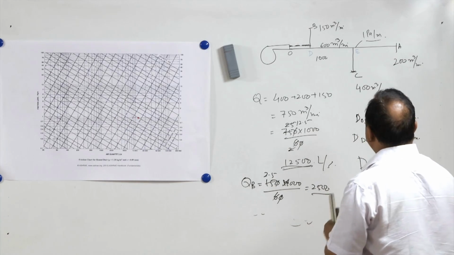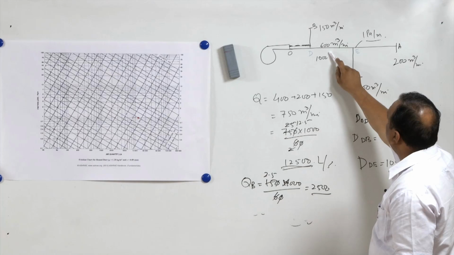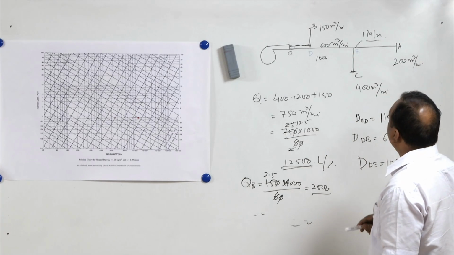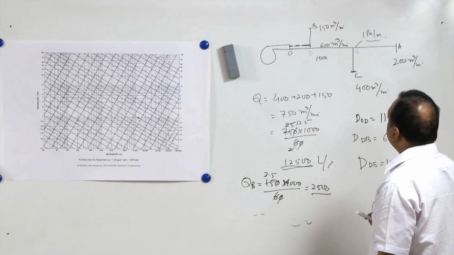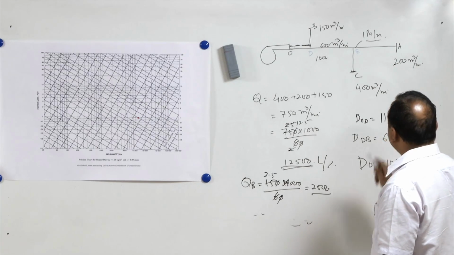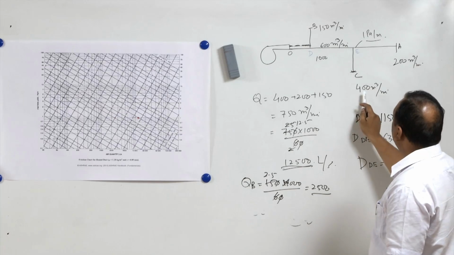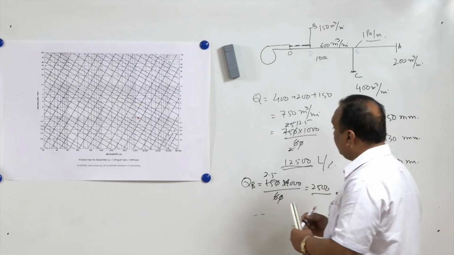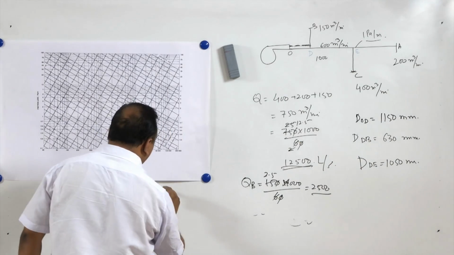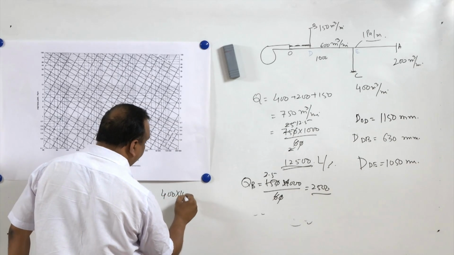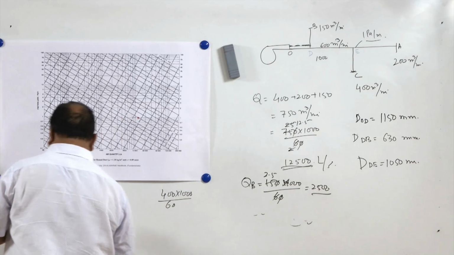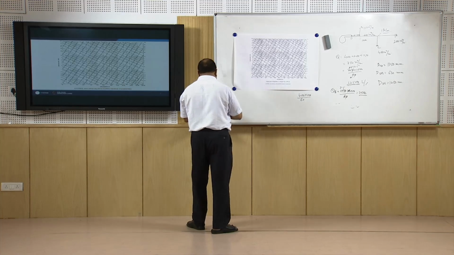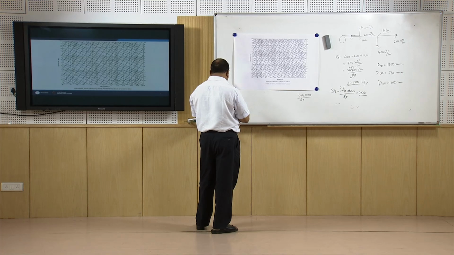Now again, how much air is remaining with us is 600 meter cube per minute. Out of this, 400 is going to this side. So if I want to find the diameter of CE, then out of 600, 400 is coming to this side. So 400, again I will convert into liters per second: 400 into 1000 divided by 60.